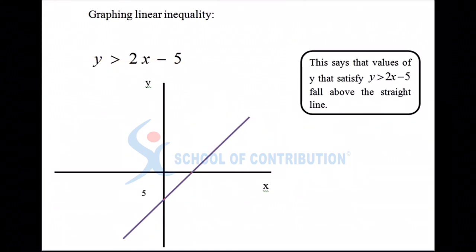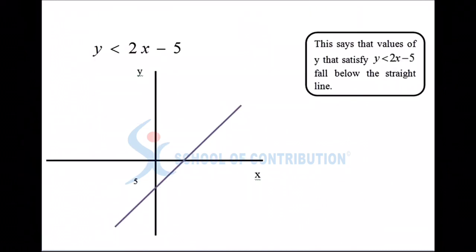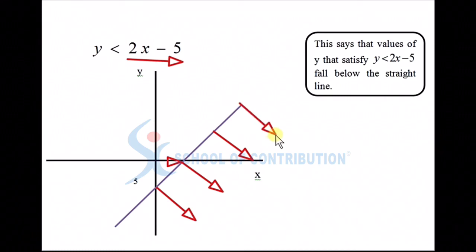In the same manner, আমরা y less than 2x minus 5 কে গ্রাফিং করতে পারবো, because in this case we see that the value of y should fall below this line. So that means the value of y should be below the line. So y should be below the line, not above the line or on the line. It should be below the line. So that means the values of y that satisfy y less than 2x minus 5 fall below the straight line.